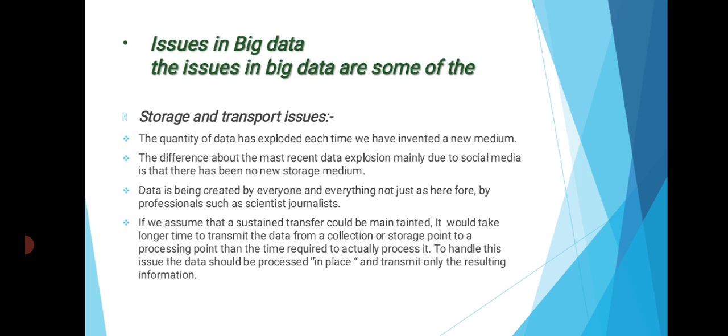It is also an issue when we assume that sufficient transfer could be maintained. It would take a longer time to transmit the data from the collection or storage point to the processing point, and then also the time required to actually process it. To handle this issue, the data should be processed in place and only the resulting information transmitted.